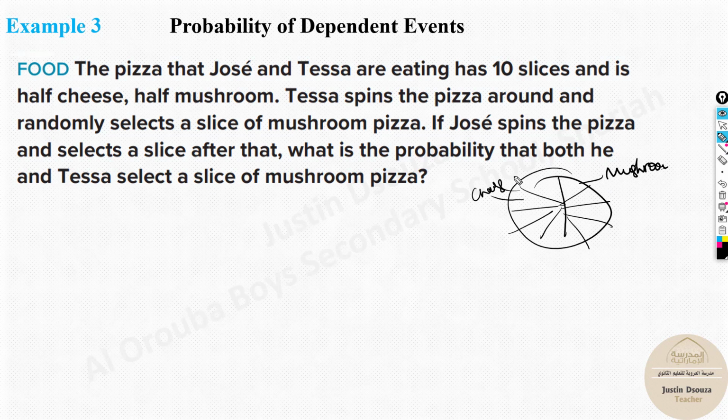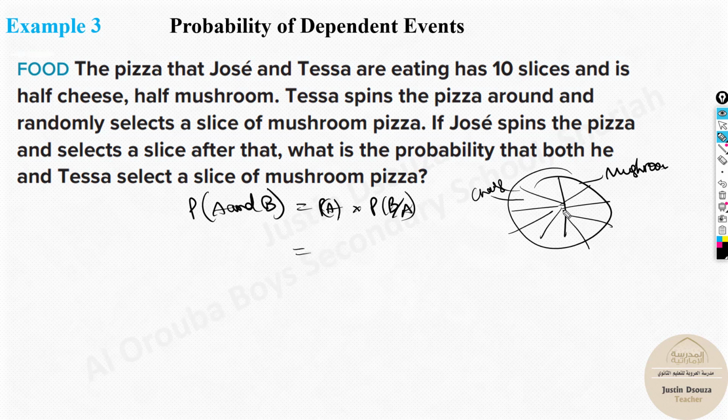So first, both of them will be done by Jose, and then Tessa also will do that. What is the probability both of them are going to get mushroom pizza? So now the probability of A and B, because here it's dependent, you're going to pick the pizza and eat it, you're not going to put it back, right? It will be probability of A multiplied by the probability of B with the condition that A is done.